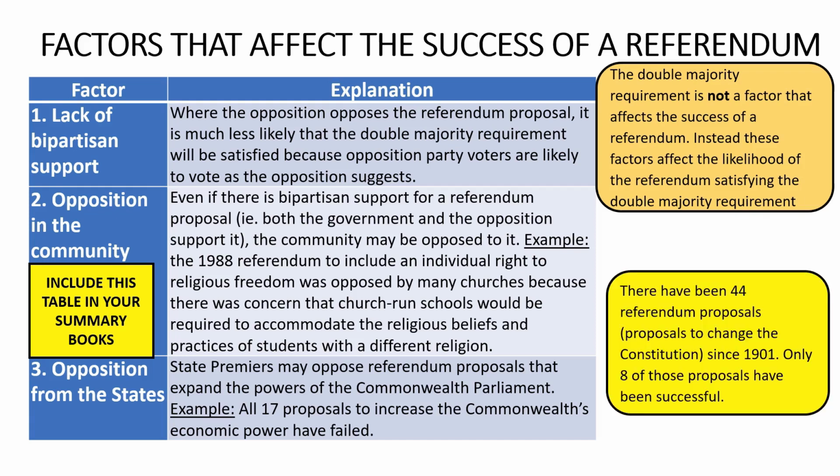As I've previously mentioned, there have been 44 referendum proposals to change the Constitution since Federation in 1901, but only 8 of those referendums have been successful. The other referendums have failed because, at least in part, they didn't achieve the high level of voter support that was needed to satisfy the double majority requirement.